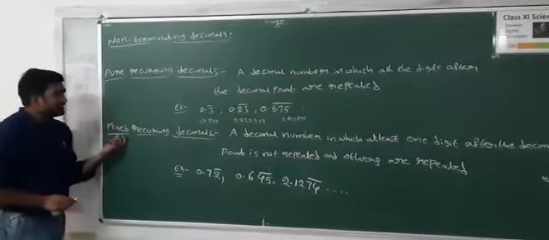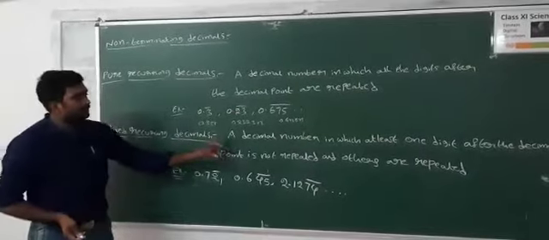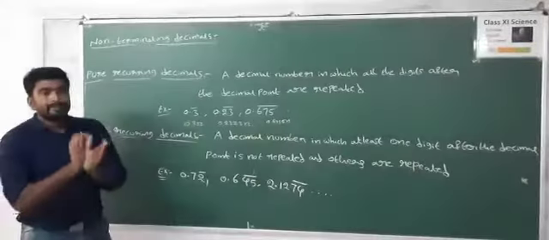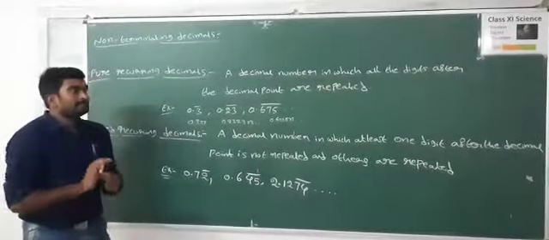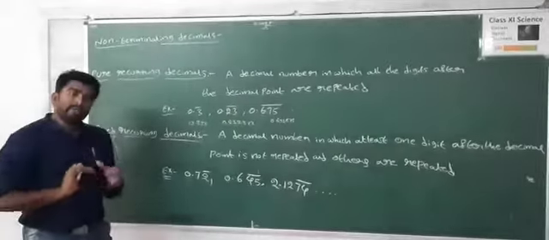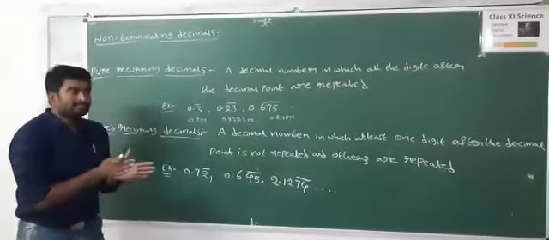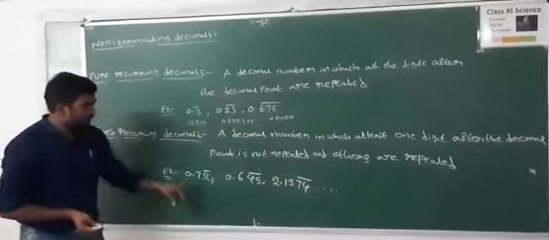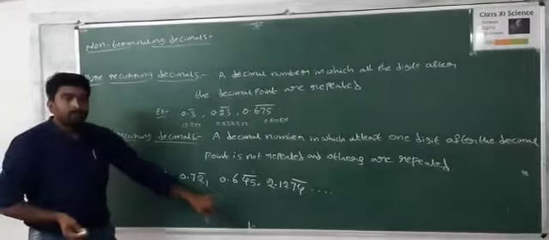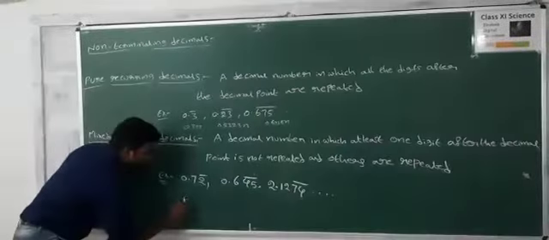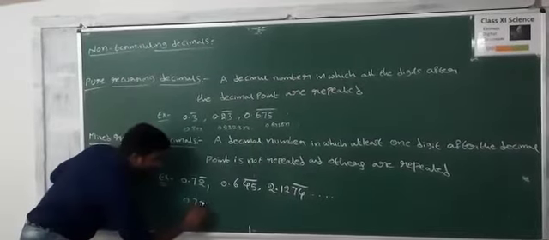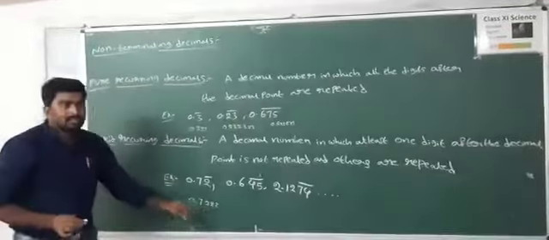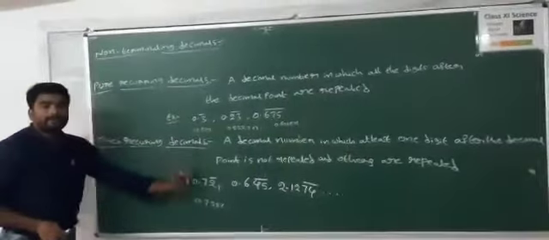Second one, mixed recurring decimals. A decimal number in which at least one digit after the decimal point is not repeated and the remaining digits are repeated. This type of decimal is called a mixed recurring decimal. For example, 0.72 bar, which is 0.7222 and so on.